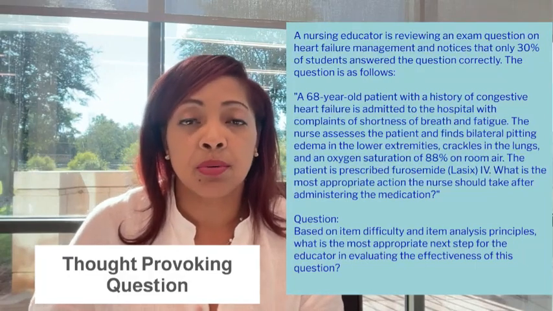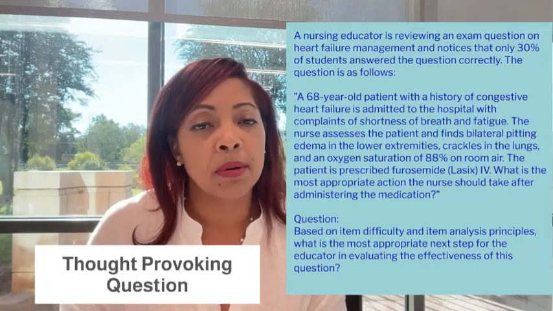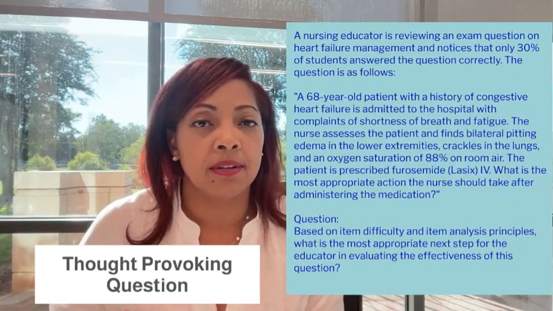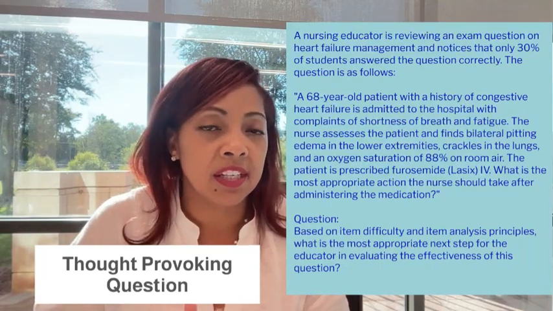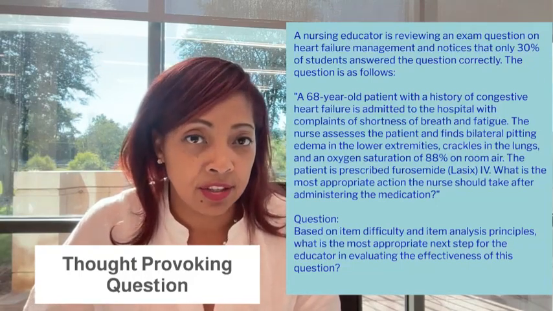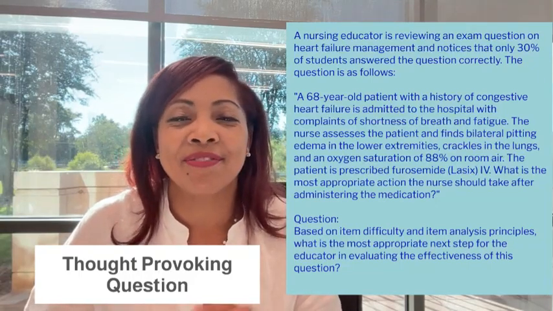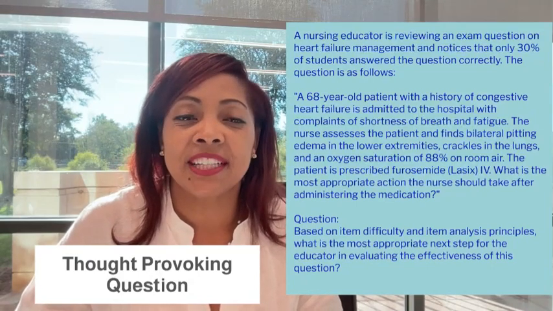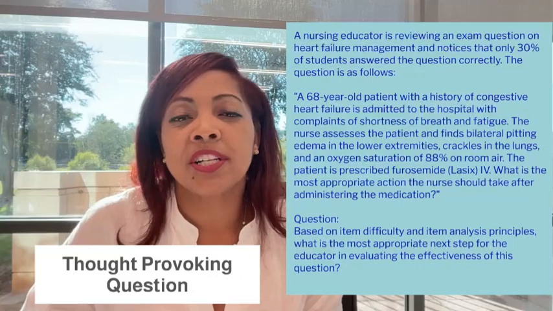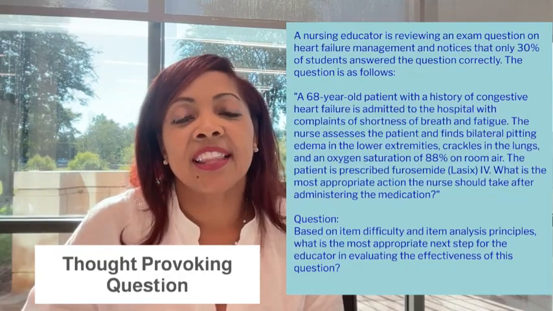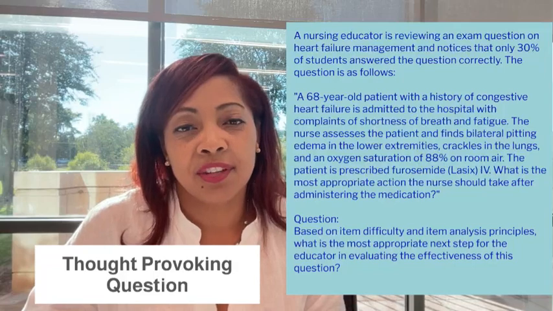So here's the question, right? We've given you a lengthy scenario. Now remember, these are thought-provoking questions. So we just want you to think about the content you have been given in this specific question, and what the question is asking you, which is the second part you want to think about for all of your questions on the C&E exam. So based on item difficulty and item analysis principles, what is the most appropriate next step for the educator in evaluating the effectiveness of the question?